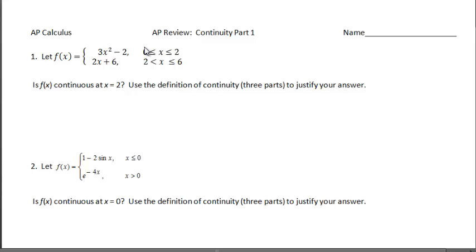All right, we're going to look at a review of the topic of continuity. So these would be some typical questions that you'd find on an AP test. As a matter of fact, several of them I probably did pull right from past AP exams, and the other ones are similar to those.